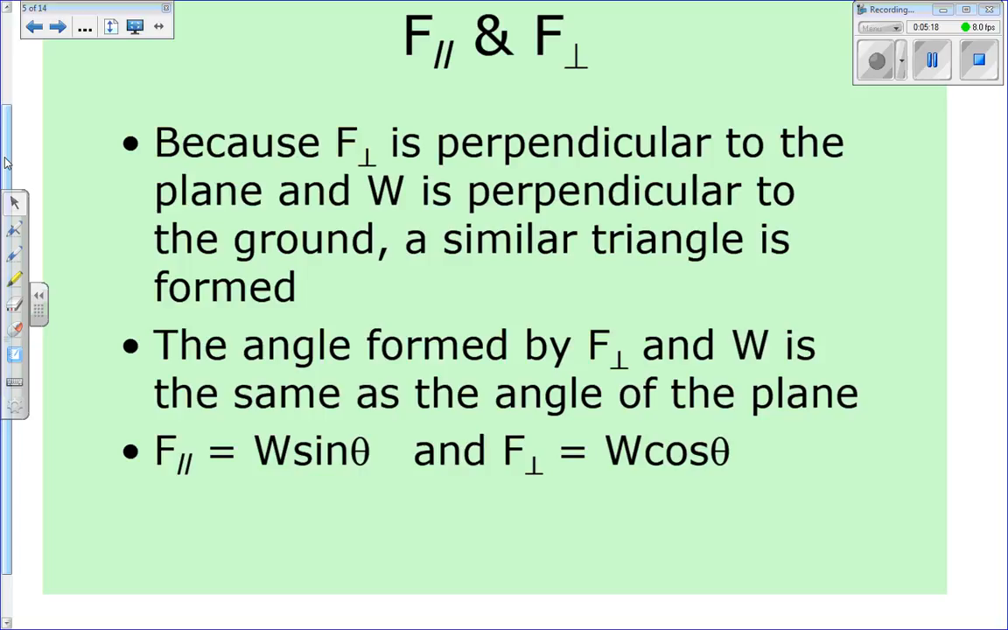And because of that, we can find the parallel component of the weight by taking the weight itself times the sine of the angle of the inclined plane, and the perpendicular component would be equal to the weight times the cosine of the inclined plane. Remember, we changed this to FG instead of W. So you might want to take your green card and change those W's to FG.